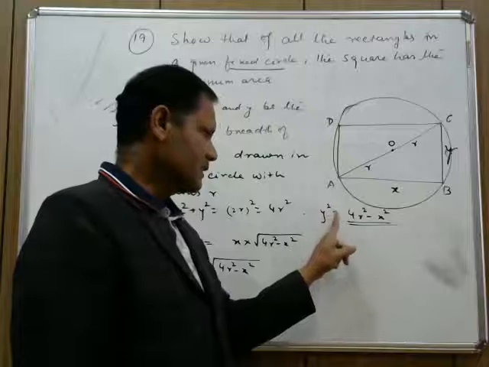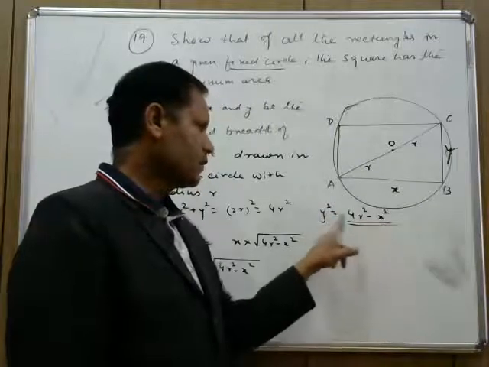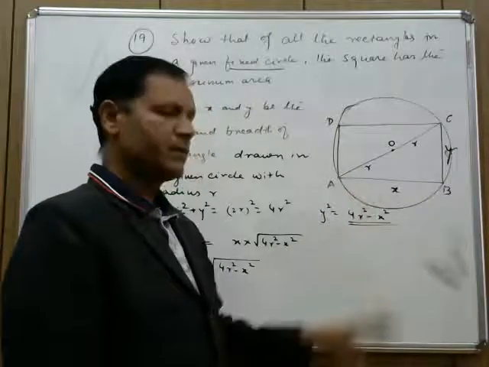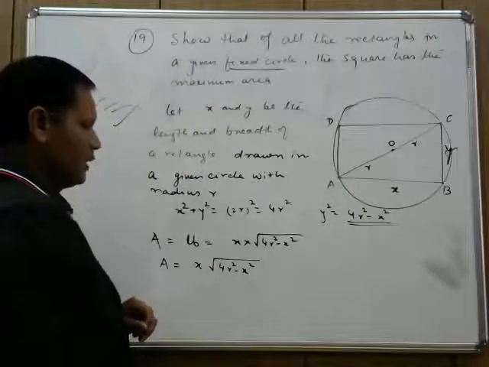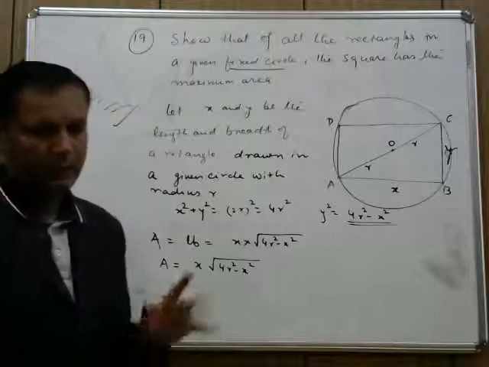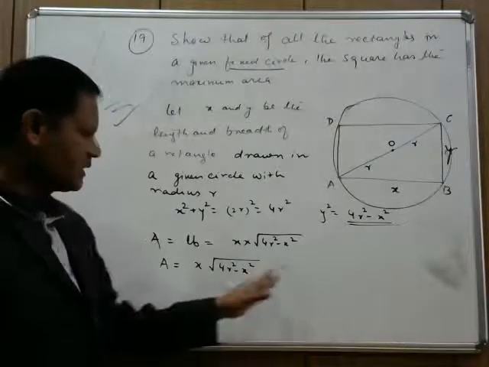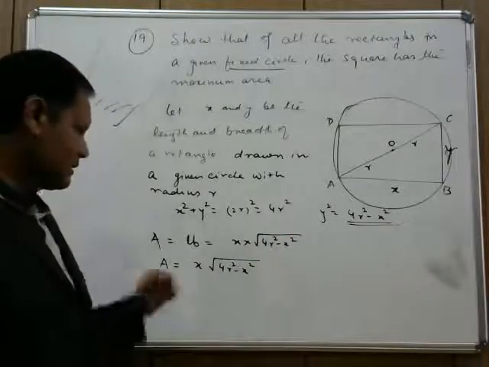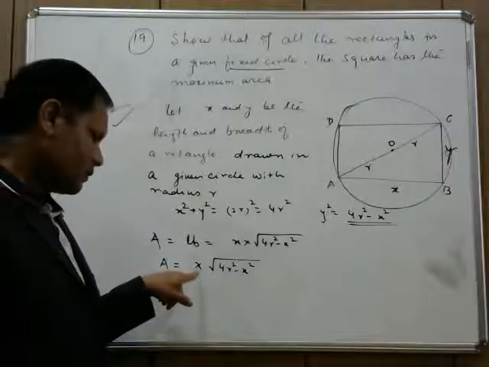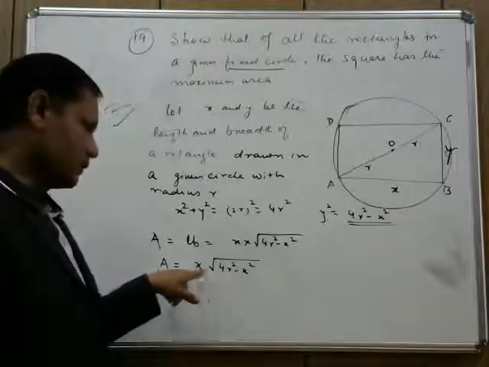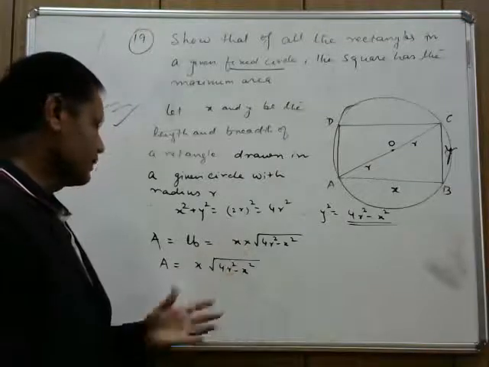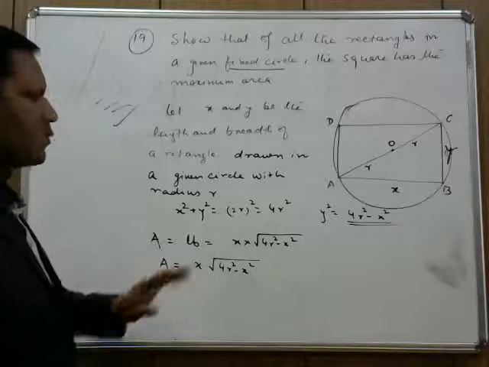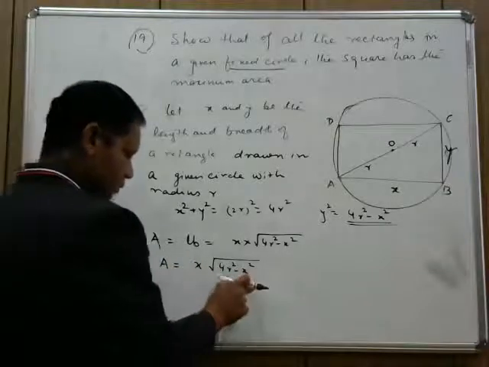That's why y square is equal to 4r square minus x square. I will use now y is equal to under root 4r square minus x square, and therefore A is equal to x under root 4r square minus x square. Now, simply I can differentiate here also, but since there is one term x without a square root and there is one term 4r square minus x square which is a square root, that's why we will square it so that the square root will be removed.